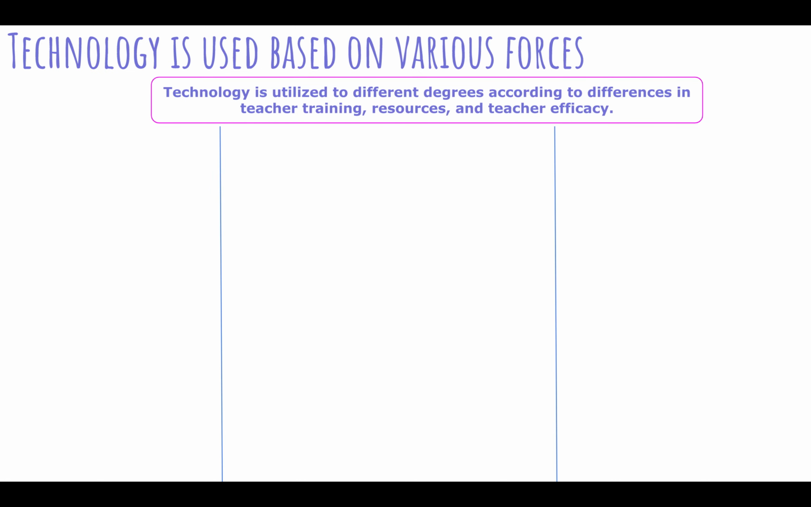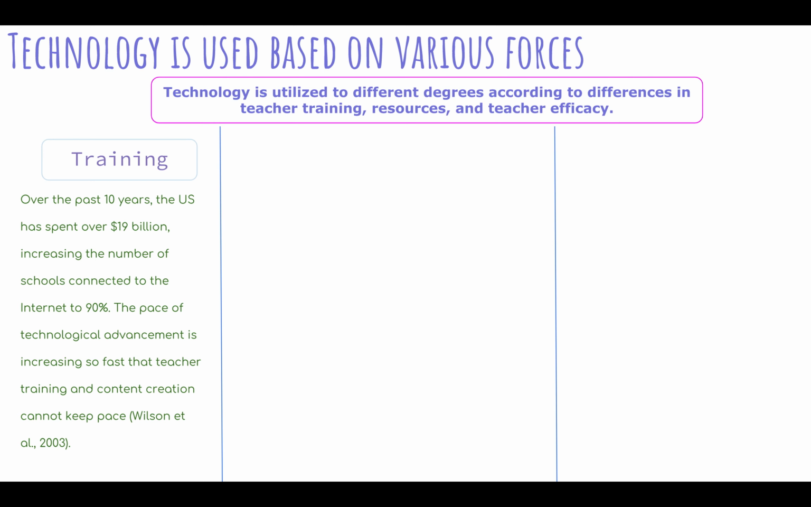Technology is utilized to different degrees according to differences in teacher training, resources, and teacher efficacy. So for training, over the past 10 years, the U.S. has spent over $19 billion, increasing the number of schools connected to the internet to 90%. The pace of technological advancement is increasing so fast that teacher training and content creation cannot keep up.